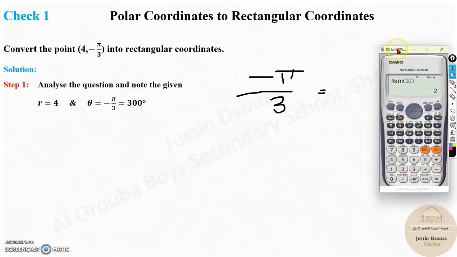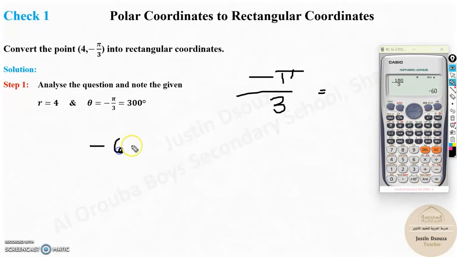Sorry, I forgot to re-edit this. Anyways, I will just do this. Minus pi, that is shift, and over... sorry, it's not shift, it's 180 divided by 3. The answer is minus 60.